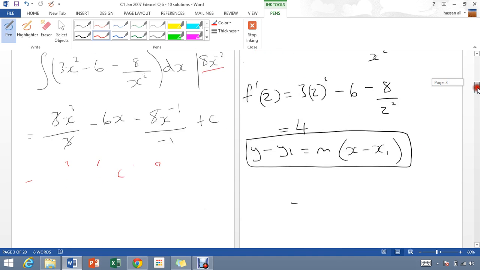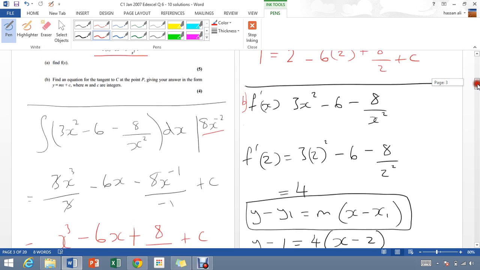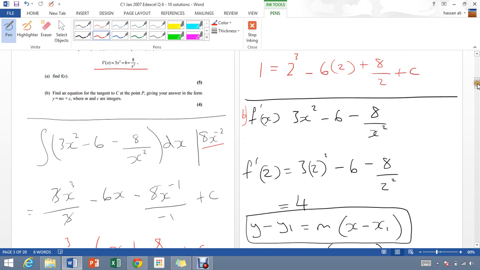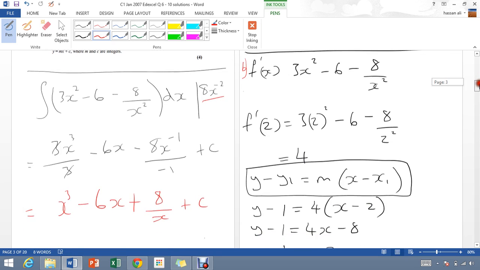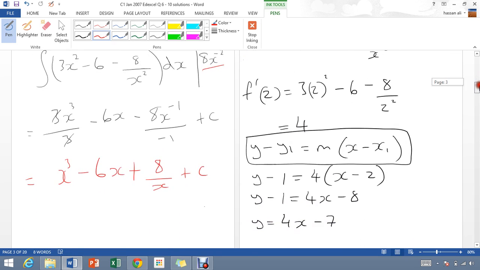Now this is the equation you need to be familiar with: y minus y1 equals m times x minus x1. For your value of y1, you use what they're giving you, which was 1, and the value of x1 you use 2. The value of m we found out, which is 4 over here. So when you simplify this and multiply out the bracket, it is now in the format of y equals mx plus c, but in this case it is minus 7.